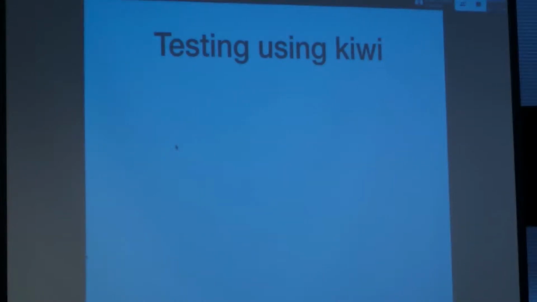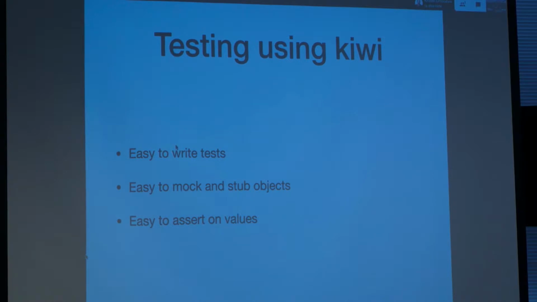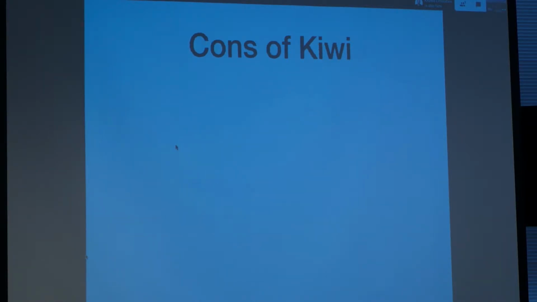When we started to test our SDK, we were looking for a framework that can help us to test our SDK. Then we found Kiwi. Kiwi is a BDD framework. It is easy to write tests using Kiwi, easy to mock and stub objects, easy to assert on values. But there are some problems with Kiwi that we face.